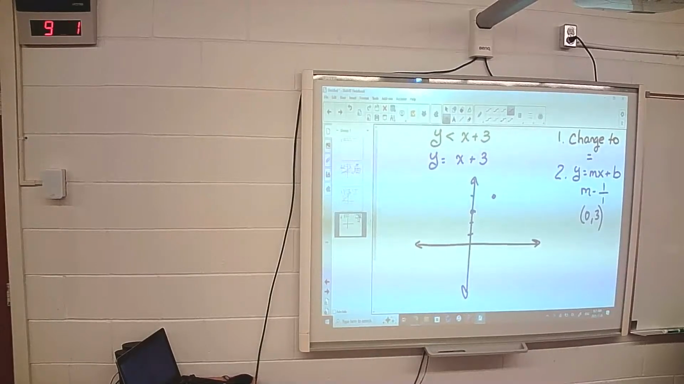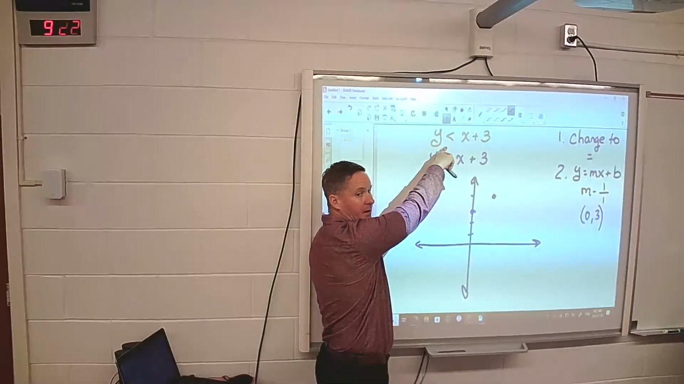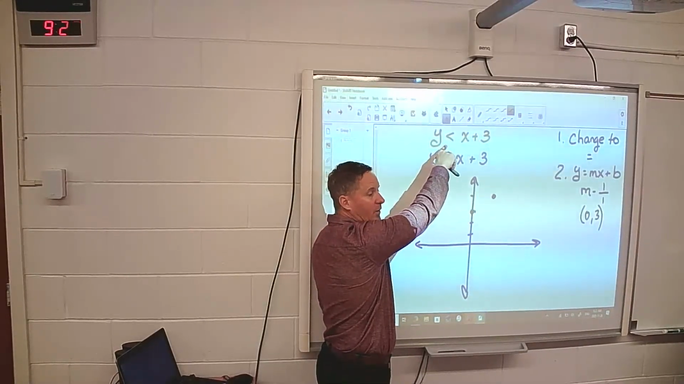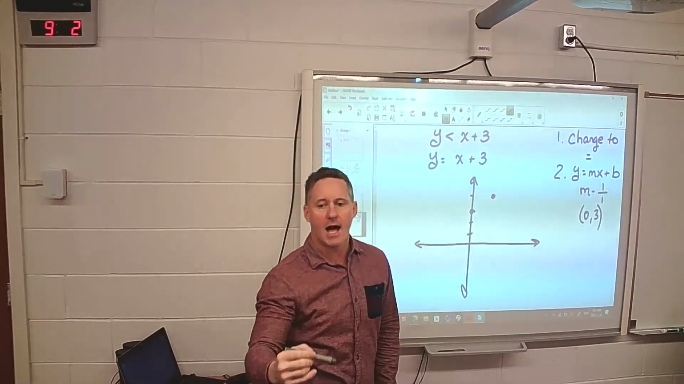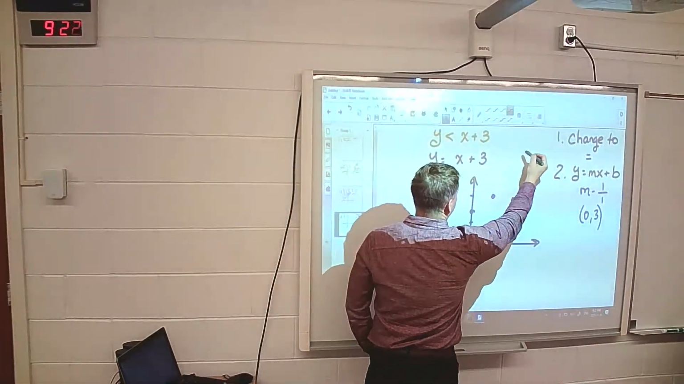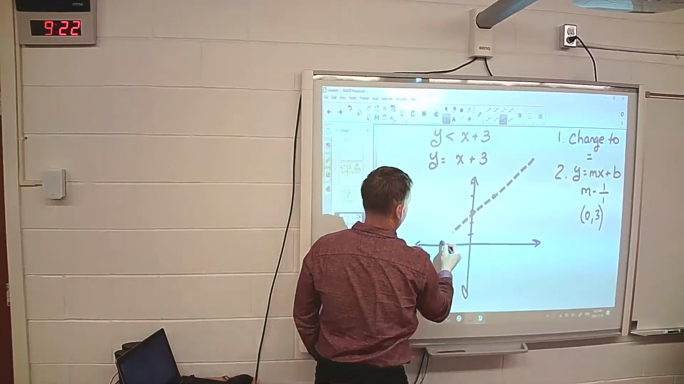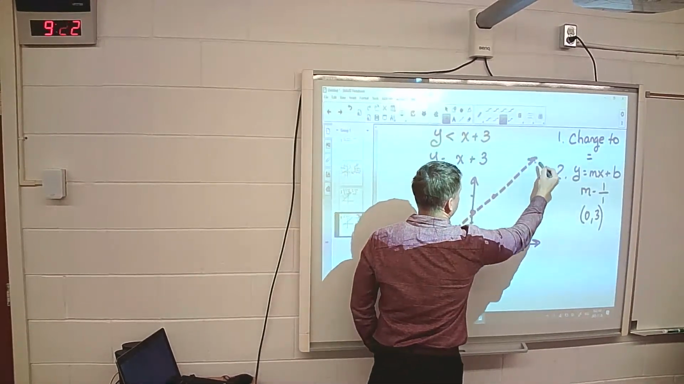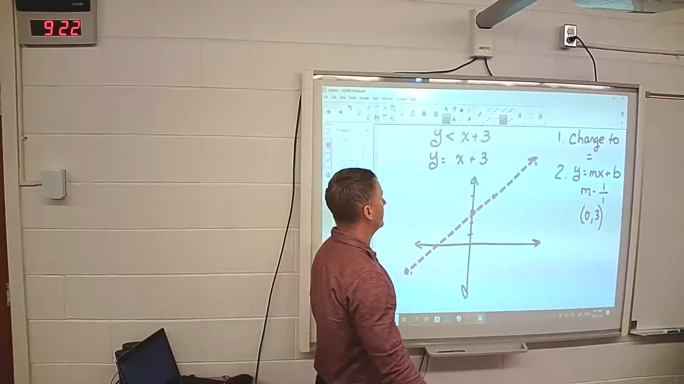Okay. Do I have a solid line or a dashed line? Dash. Why? Because it doesn't have a line underneath it. Very good. When you look at this right here, there's no equals to part of this, which means that none of the coordinates on the line itself are a part of the solution. So I draw this like this. A dashed line.